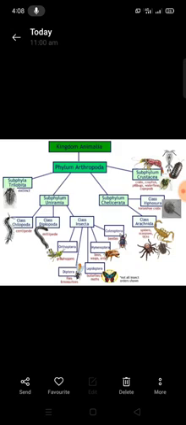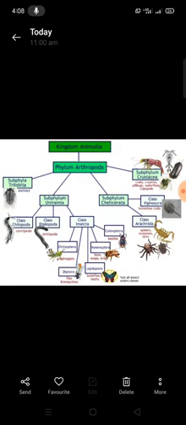And the sense organs include statocyst, and the compound eye, and the antennae. What are the sense organs? Statocyst, compound eye, and the antennae. These are the sense organs.